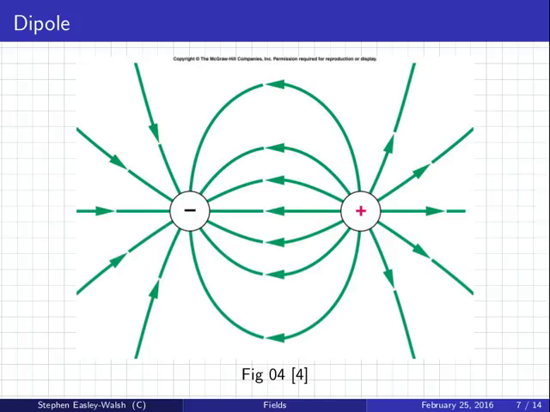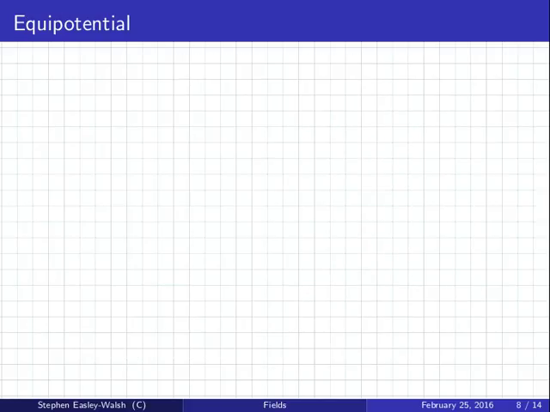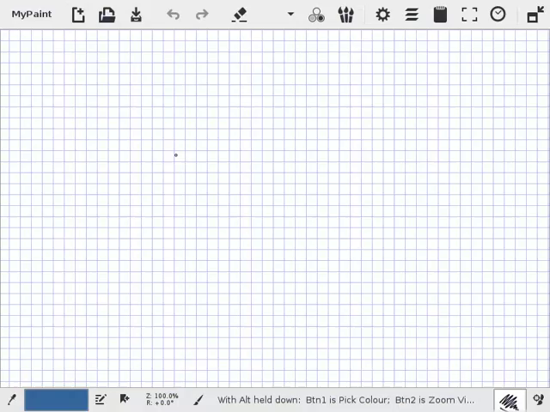Now, in addition to the electric fields, we also have something called potential lines. Let me try and draw.